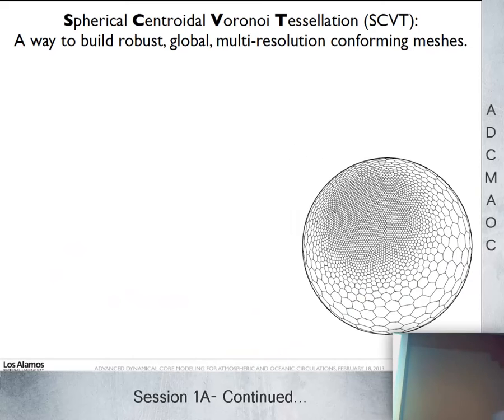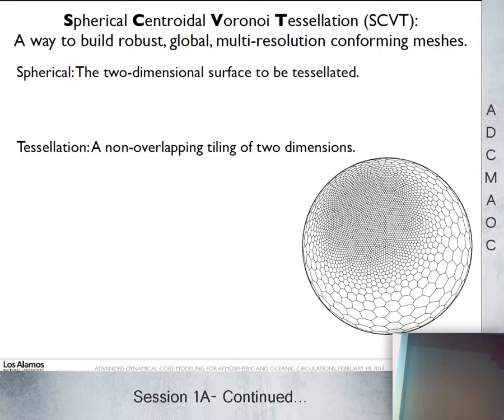Okay, so spherical Voronoi tessellations is clearly a mouthful, not something that rolls off the tongue. So I'm going to walk you through it and explain why we use such a complicated name. First, tessellation is simply a fancy word for a non-overlapping grid. In particular, tessellation has a connotation of two dimensions. So we're going to tessellate some two-dimensional surface, and in this case, we're going to tessellate the surface of the sphere. So that gives you the S and the T.